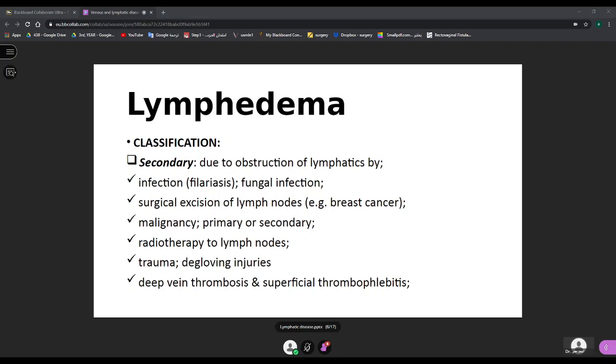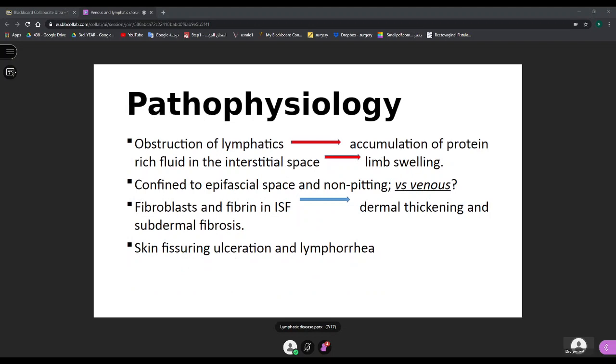Okay, so far we have classified lymphedema into primary, which involves three types: congenital or Milroy's disease, lymphedema praecox, and lymphedema tarda. And we talked about secondary lymphedema. The pathophysiology is very similar to that of venous disease, in which you get obstruction of lymphatics, then accumulation of protein-rich fluid in the interstitial space. This will result in limb swelling, but characteristically this edema will be non-pitting, unlike in the case of venous disease. This is a very important clinical test which will enable you to differentiate between these two conditions.